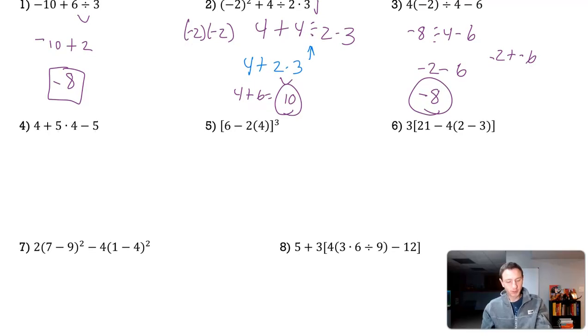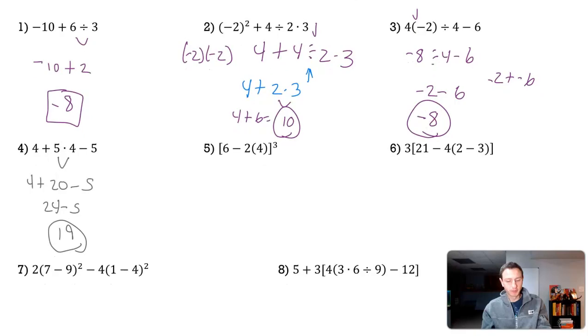Number 4. 4 plus 5 times 4 minus 5. So I have 4 plus 5 times 4 minus 5. I have the multiplication right here in the middle. I don't have parentheses. I don't have exponents. I don't have division, but I do have that multiplication. So I'm just going to do that. 4 plus 5 times 4 is 20 minus 5. Now it's just adding and subtracting. So 20 plus 4 is 24. And if you want to write it out, 24 minus 5 is 19. So we get 19 there.